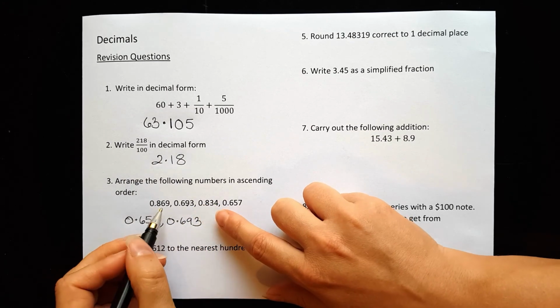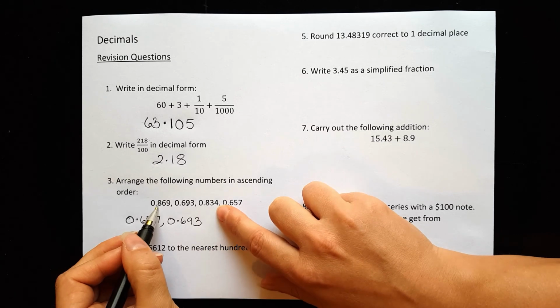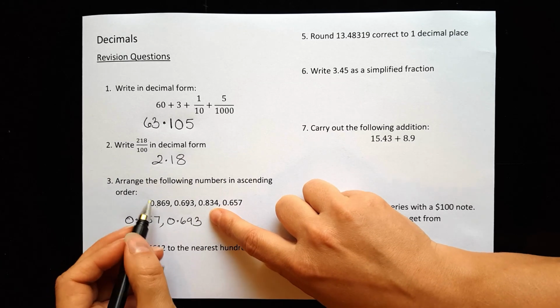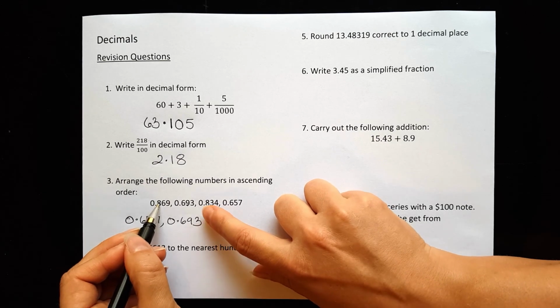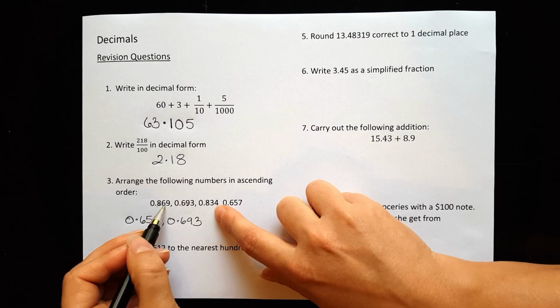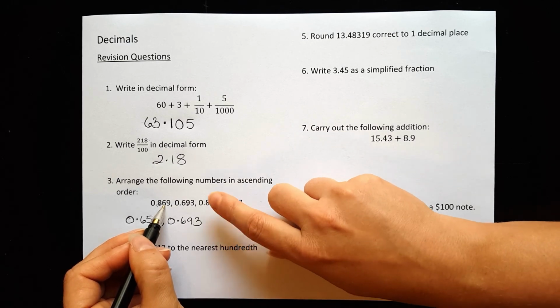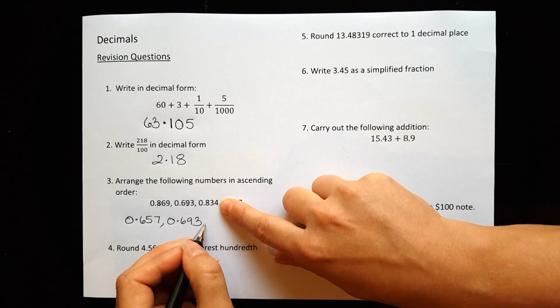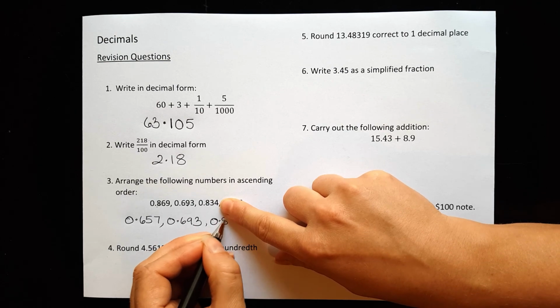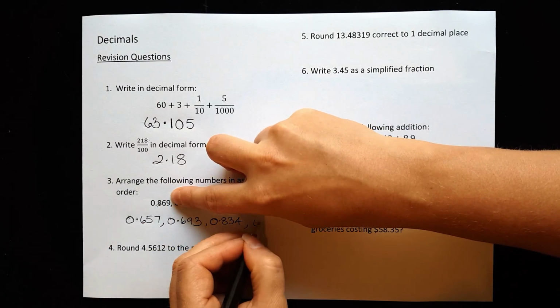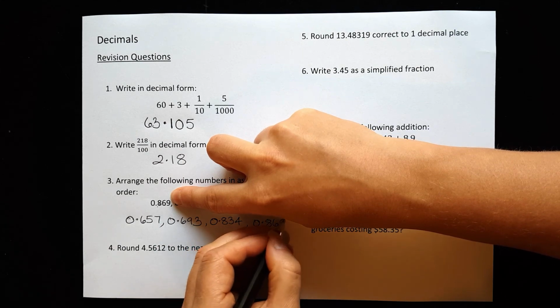That means this is the next smallest, 0.693. Now, these two will be third and fourth, but which one is first? Again, because the tenths are the same, we need to look at the hundredths, and the 3 is smaller than the 6, so this one must be slightly smaller. 0.834 is next, making the largest one 0.869.